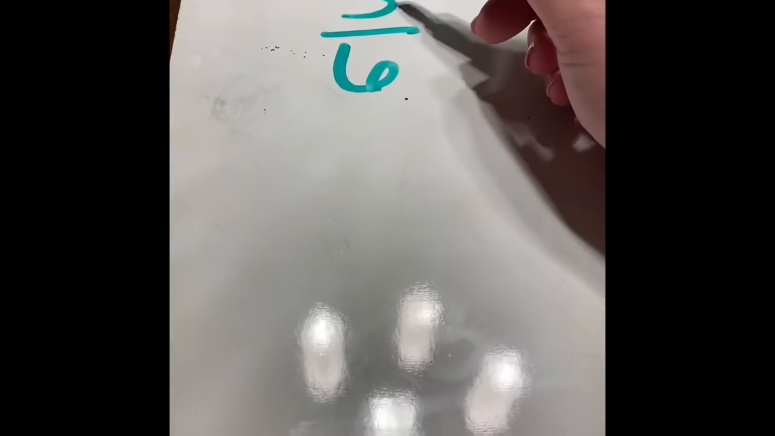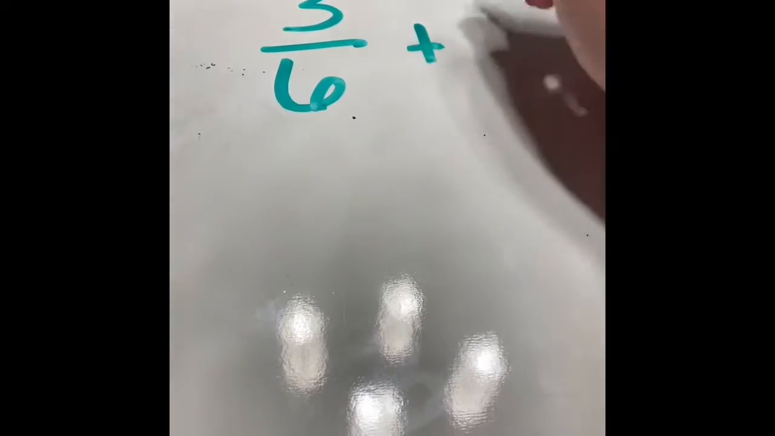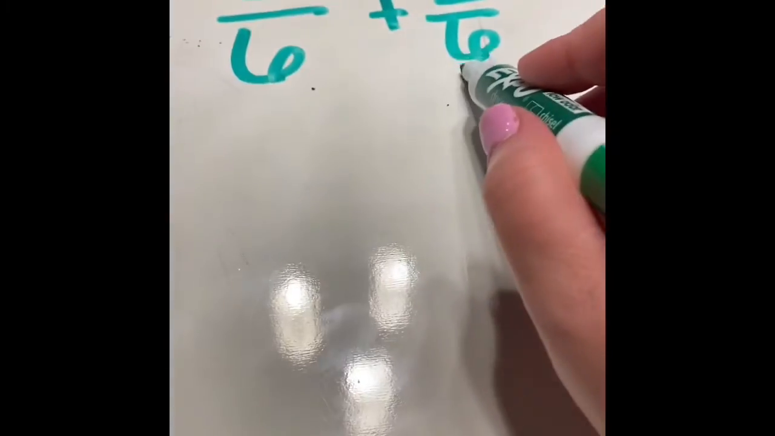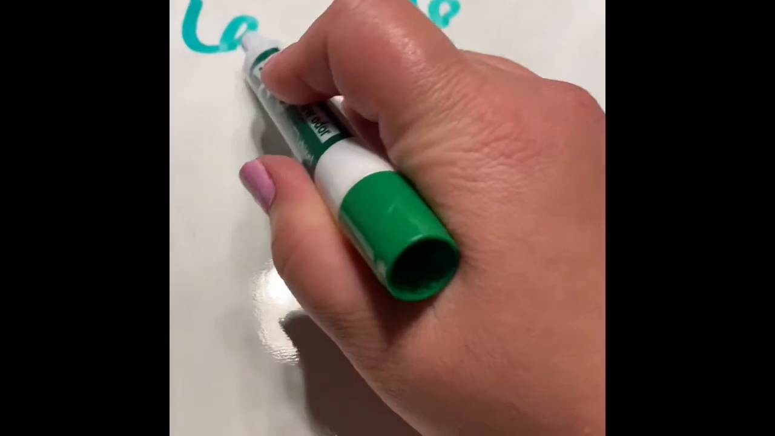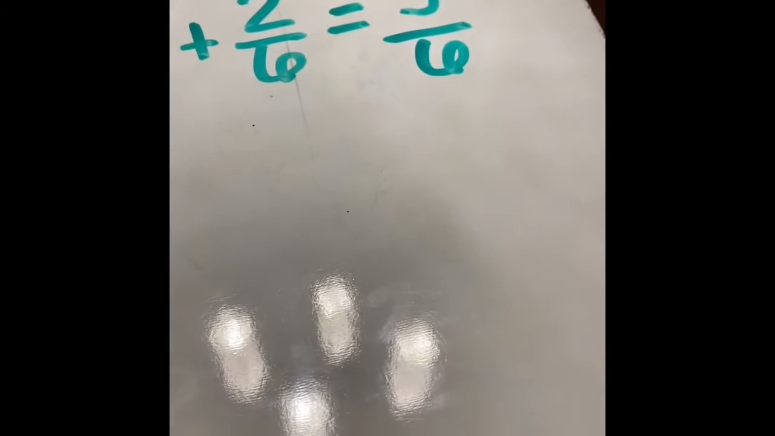This is called a fraction. This is a numerator and this is a denominator. If I want to add fractions together, they need to have the same denominator. So since these both have the same denominator, I can easily add them. 3 plus 2 is 5. You leave the denominator the same, so your answer is 5/6.